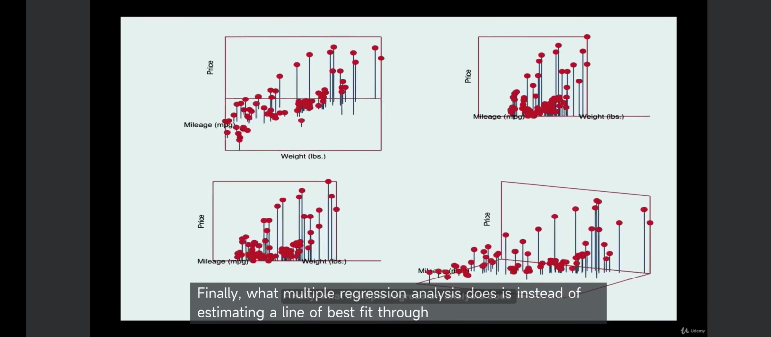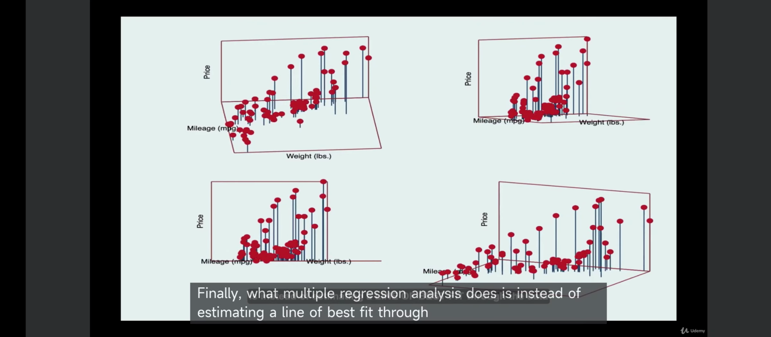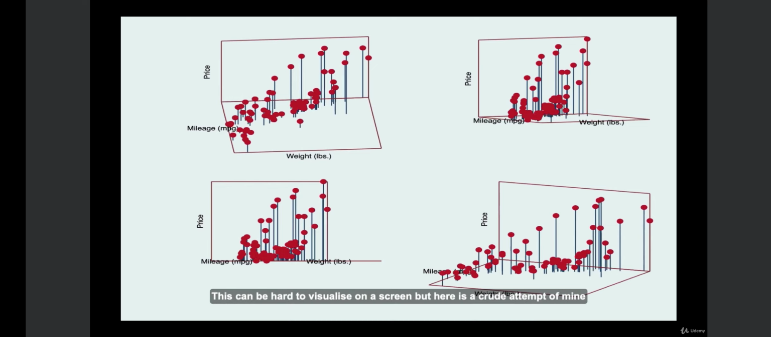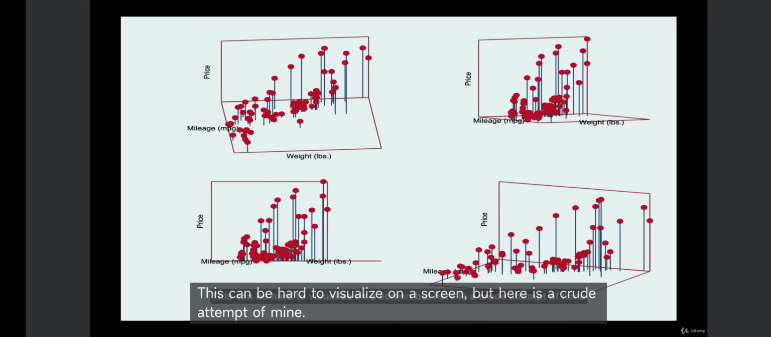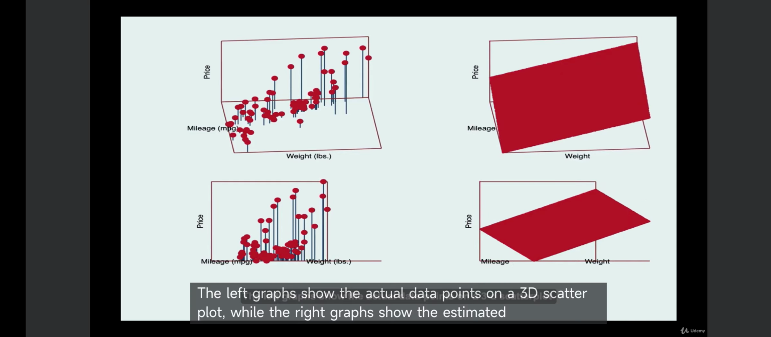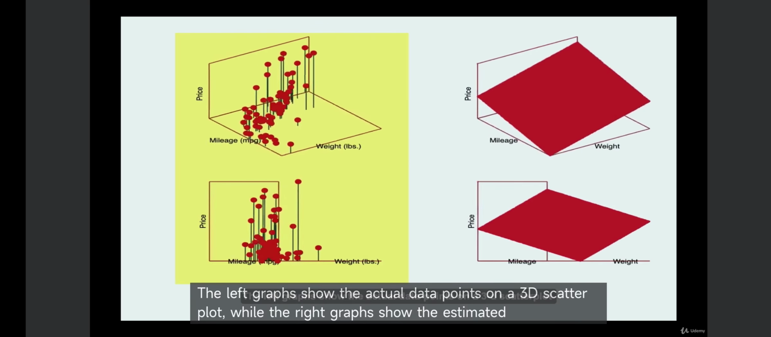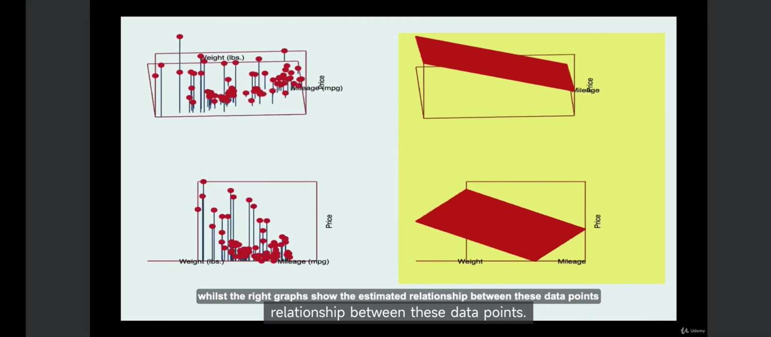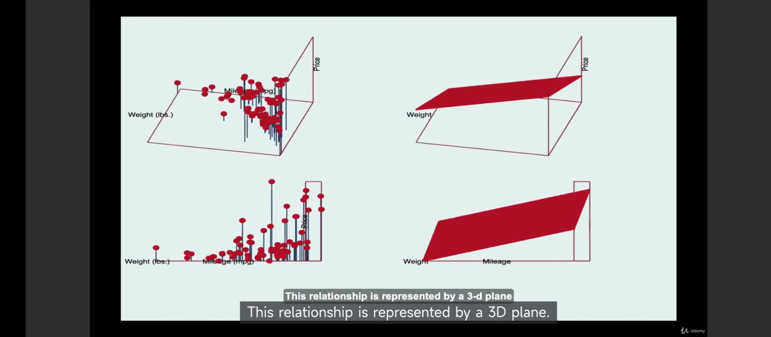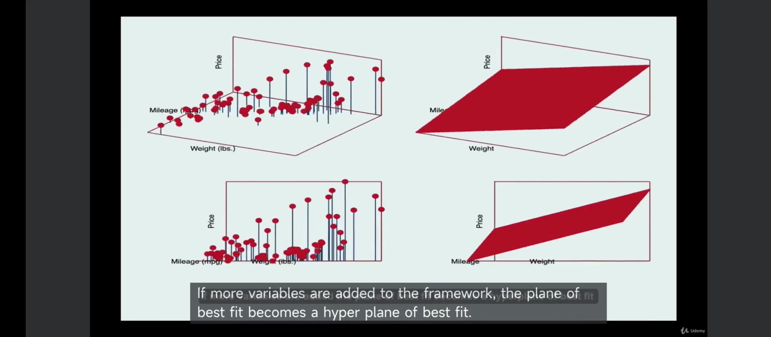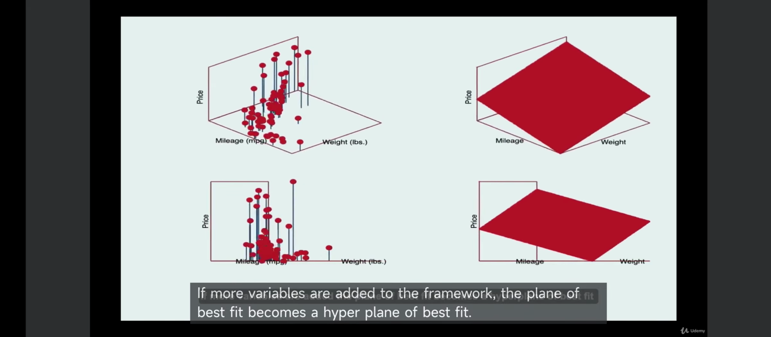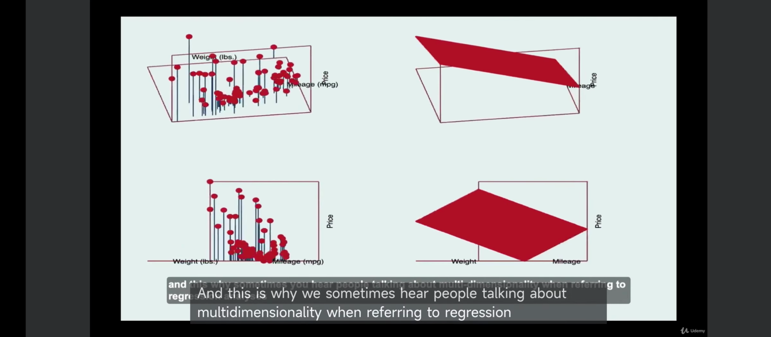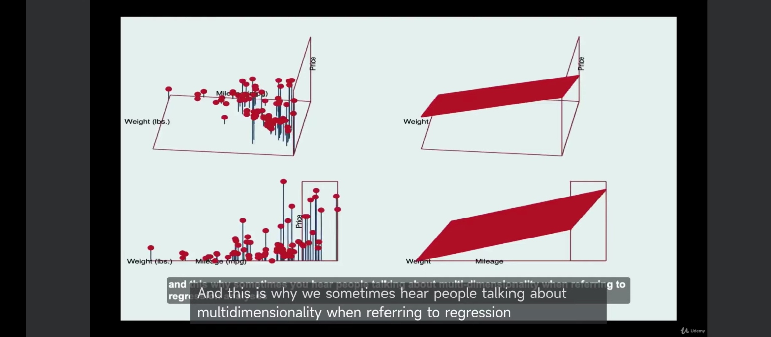Finally, what multiple regression analysis does is, instead of estimating a line of best fit through the data, it fits a plane of best fit through the data. This can be hard to visualize on a screen, but here is a crude attempt of mine. The left graphs show the actual data points on a 3D scatter plot, while the right graphs show the estimated relationship between these data points. This relationship is represented by a 3D plane. If more variables are added to the framework, the plane of best fit becomes a hyperplane of best fit. And this is why we sometimes hear people talking about multidimensionality when referring to regression analysis.